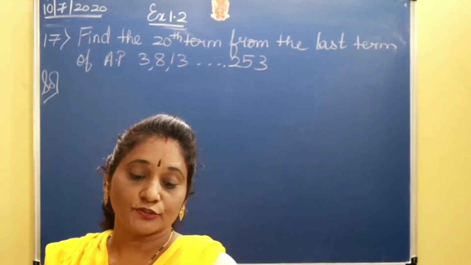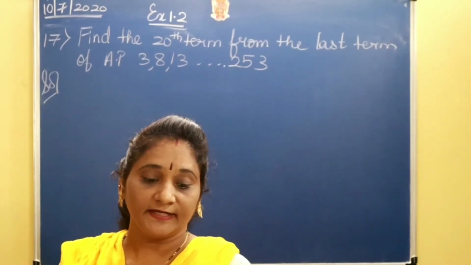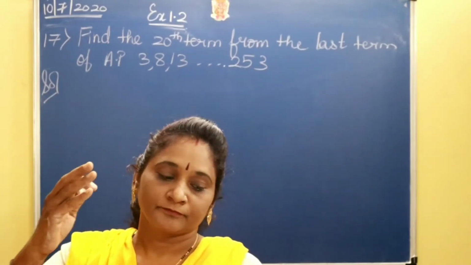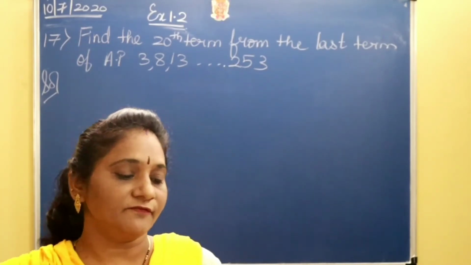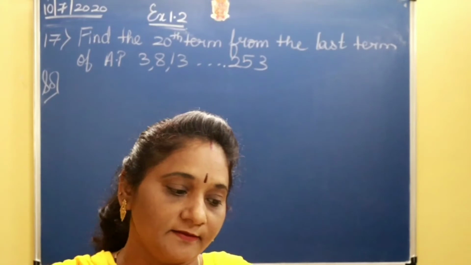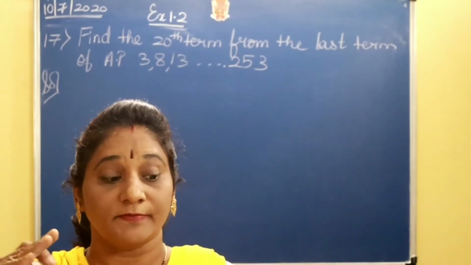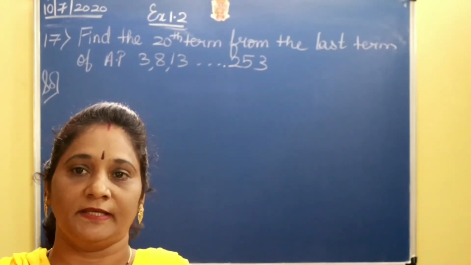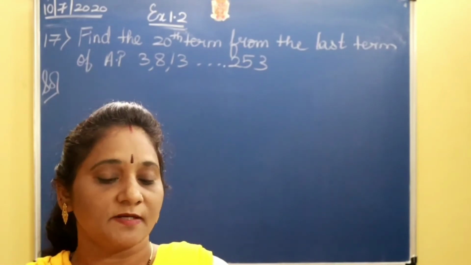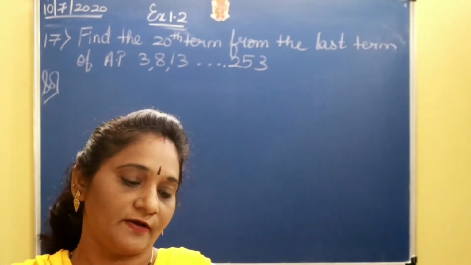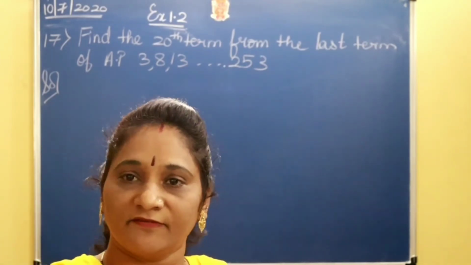Earlier we didn't have questions of this type. From the last term we didn't have. From first we used to start. But in this question we have to find the 20th term from the last term of the AP. So when you have to take from the last term of the AP, you have to reverse the given AP.